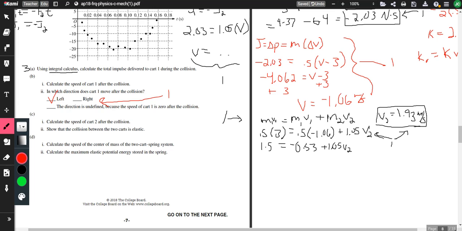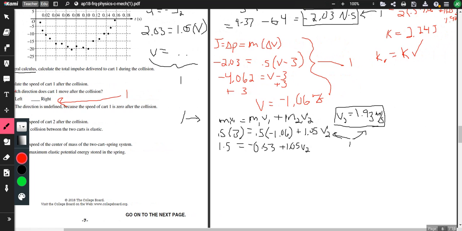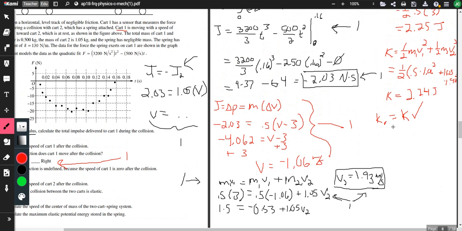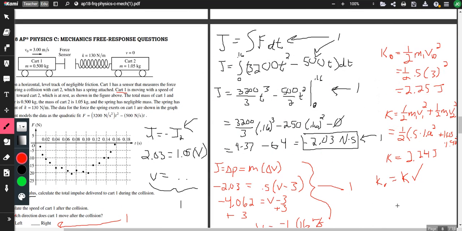So this question was worth 2 points. You got 1 point for basically realizing that these should be equal, and you got 1 point for doing all the work, getting the kinetic energy initially and finally. So that was the other point.